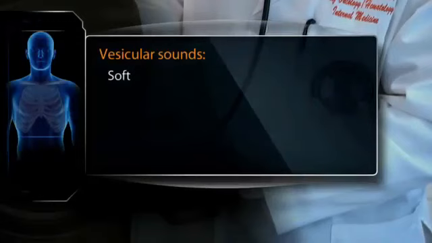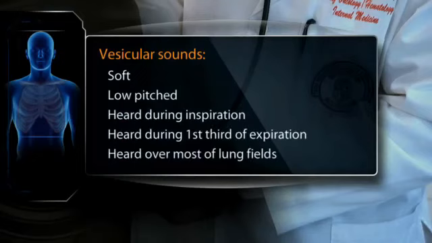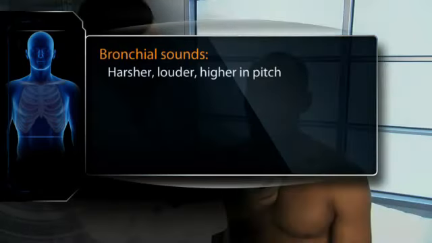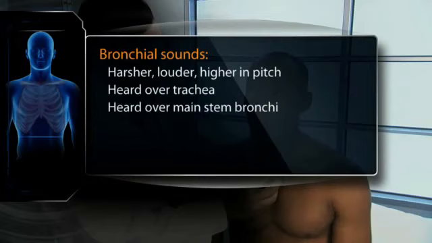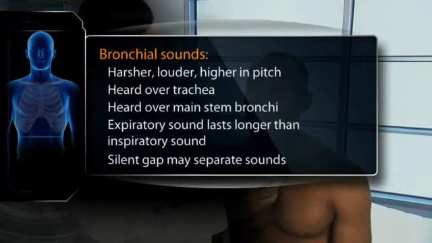Normal vesicular breath sounds are soft and low-pitched. They are normally heard during inspiration and during the first third of expiration, and can be heard over most of the lung fields. Bronchial breath sounds are harsher, louder, and higher in pitch than vesicular sounds. They are often heard over the trachea and main stem bronchi. The expiratory sound lasts longer than the inspiratory sound. A silent gap may separate these two sounds in bronchial breath sounds.